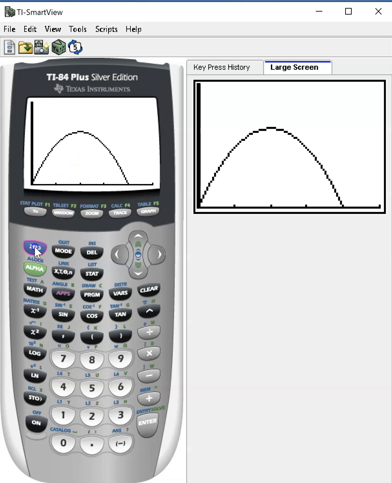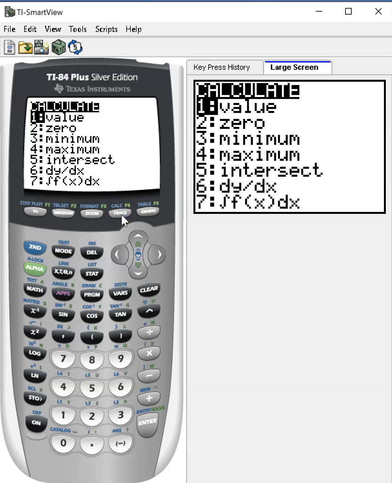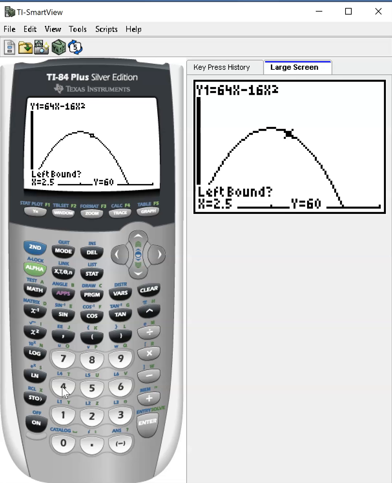So we're going to hit second and the trace key, which above it says calculate. So we're asking the calculator to calculate, and we want to find for this one its maximum. So I'm going to choose number 4 for the maximum. It's going to ask me 3 questions. It wants a left bound and a right bound, and then it's going to say, do you want me to guess? And we're going to say yes to that.